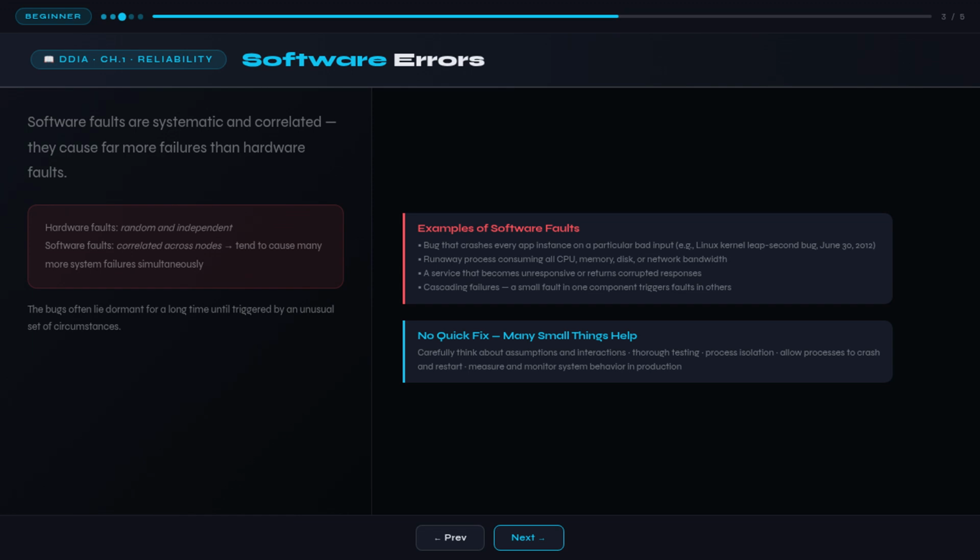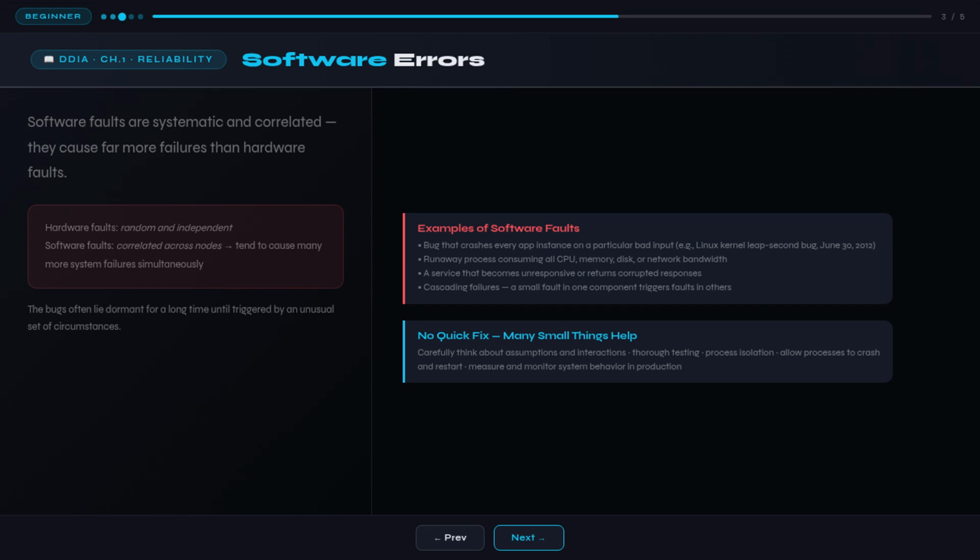There is no silver bullet for systematic software errors. What helps is a combination of practices: carefully thinking through the assumptions your system makes and making them explicit, thorough testing at all levels, process isolation so one misbehaving process can't bring down others, designing processes to crash quickly and restart cleanly rather than limping along in a corrupted state, and most critically, measuring and monitoring actual system behavior in production.